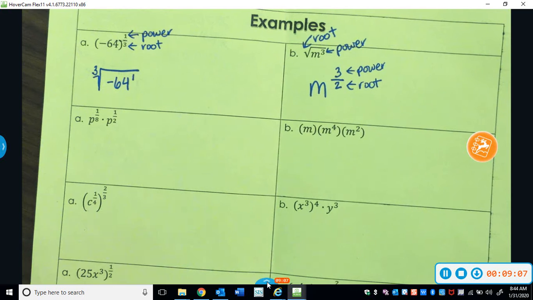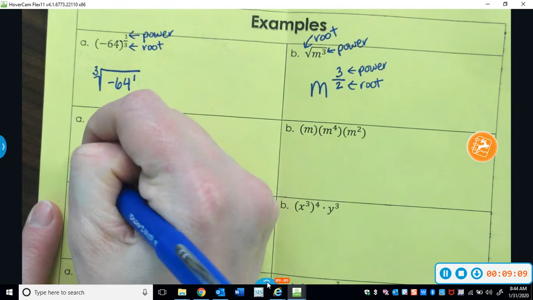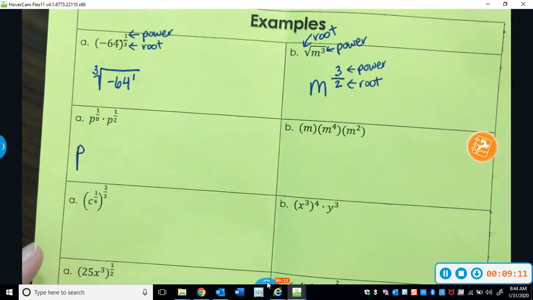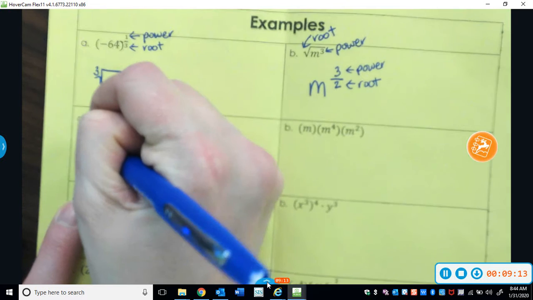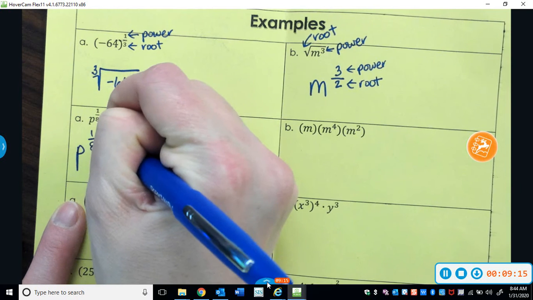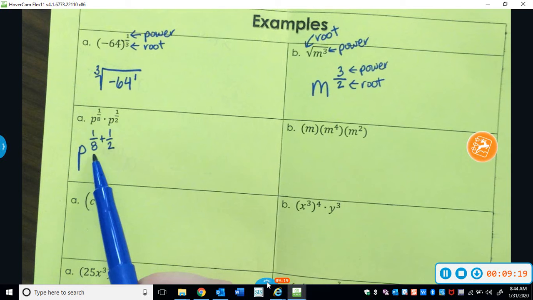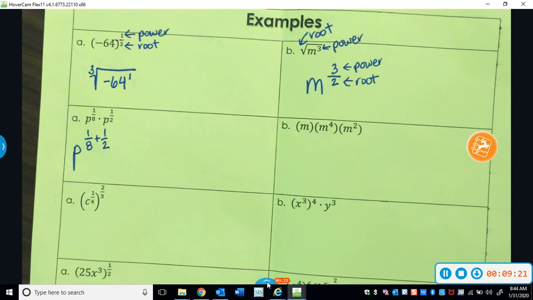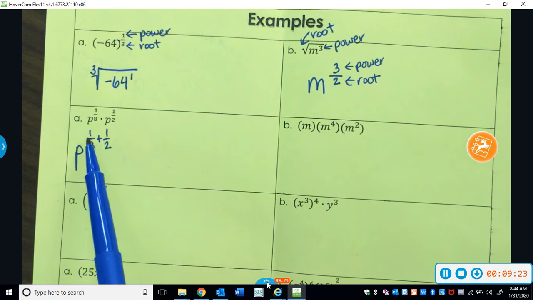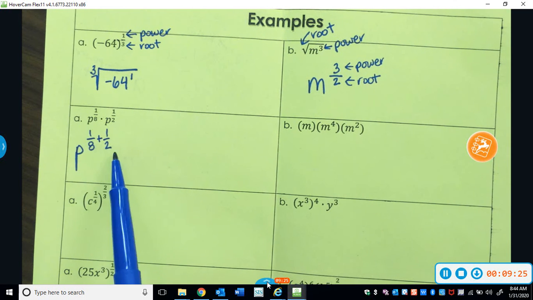All right. So these have the same base, so I'm going to be able to rewrite it as just one of those bases. And then I'm going to be able to add those exponents together. The only thing that's a little bit tricky here is I'm adding fractions, and that's also something we probably haven't done in a while. So does anybody remember what needs to happen so that I can add these fractions together? Yeah.